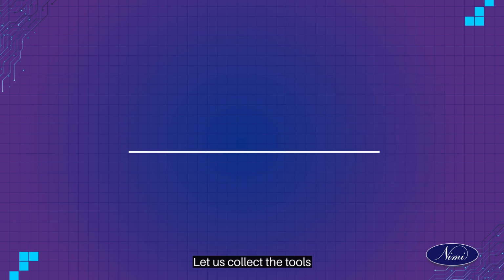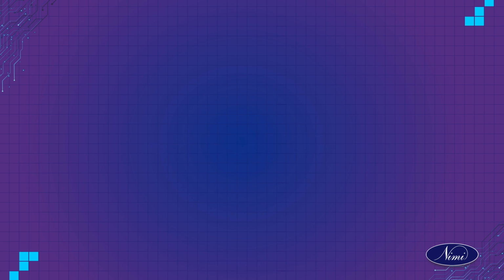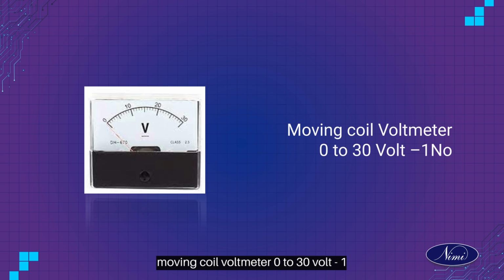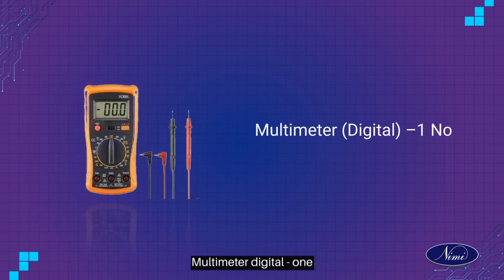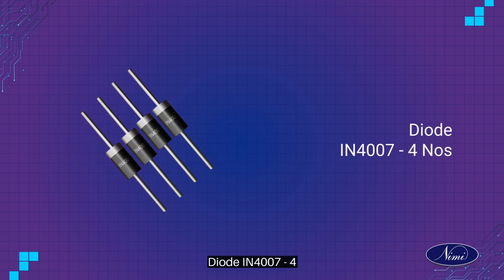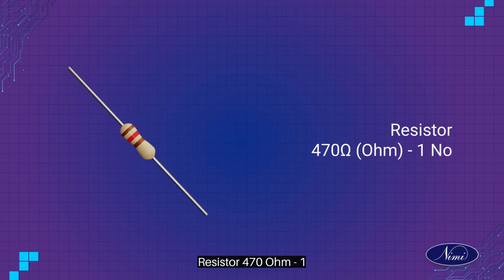Let us collect the tools and materials required to do this exercise. Soldering iron 25 watts 250 volt, 1. Moving coil voltmeter 0 to 30 volt, 1. Multimeter digital, 1. Lug board general purpose 5 points, 1. Diode IN4007, 4. Resistor 470 ohm, 1.